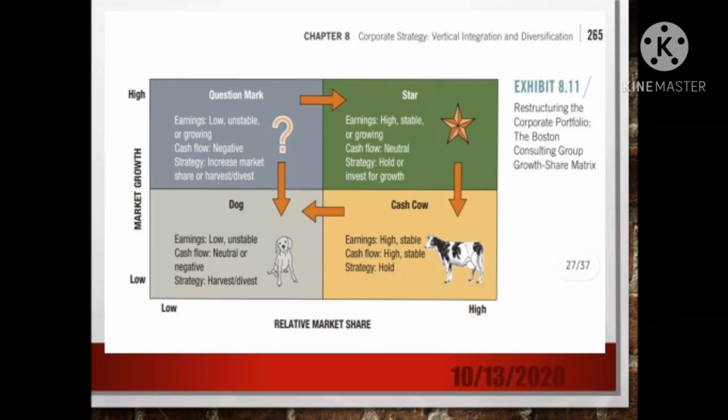Finally, some SBUs are question marks. It is not clear whether they will turn into dogs or stars. Their earnings are low and unstable, but they might be growing. The cash flow, however, is negative. Ideally, corporate executives want to invest in question marks to increase their relative market share so they can turn into stars. If market conditions change, however, or the overall market growth slows down, then a question mark SBU is likely to turn into a dog. In this case, executives would want to harvest the cash flow or divest the SBU.